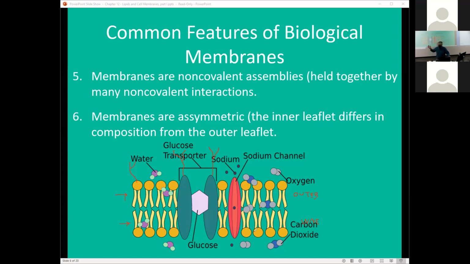So again, the plasma membrane is asymmetrical, meaning that the outer leaflet is going to differ from the inner leaflet. It's going to differ in phospholipid composition. It's also going to differ in glycolipid composition. Okay, all glycolipids in the outer leaflet, none in the inner leaflet.